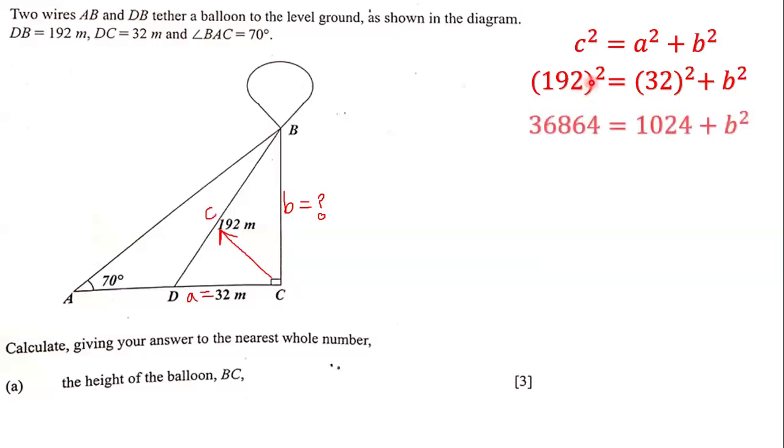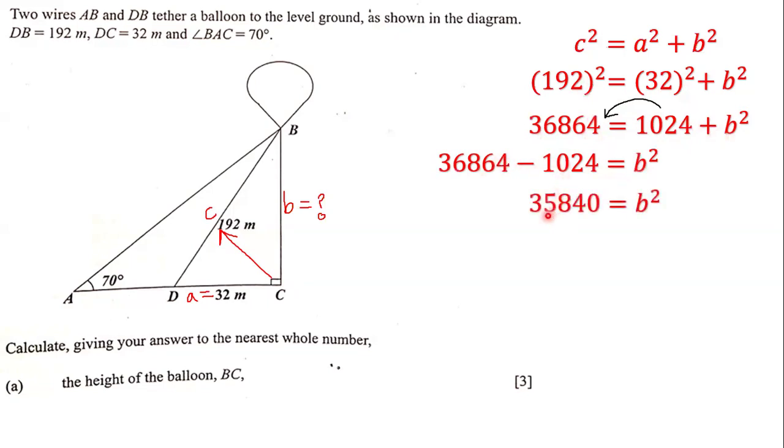192 squared equals 36,864. 32 squared is equal to 1,024, plus B squared. Next, we're going to send the 1,024 over the equal sign, and when we send it over, it was a positive and it becomes a negative. So we have 36,864 minus 1,024 is equal to B squared. We subtract these two and we get 35,840 is equal to B squared.